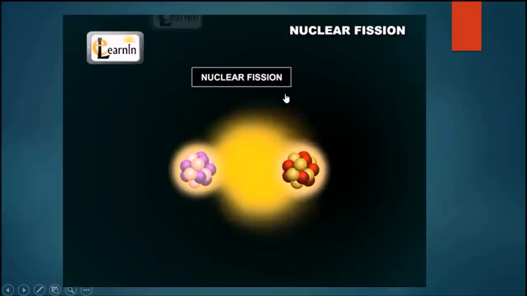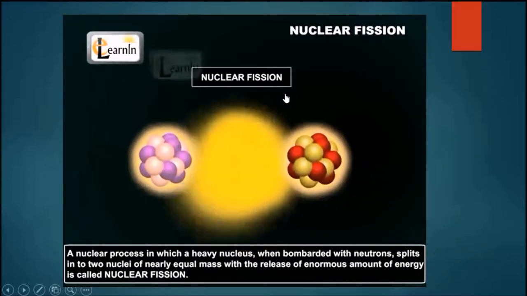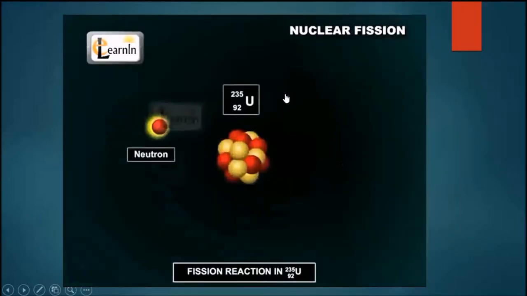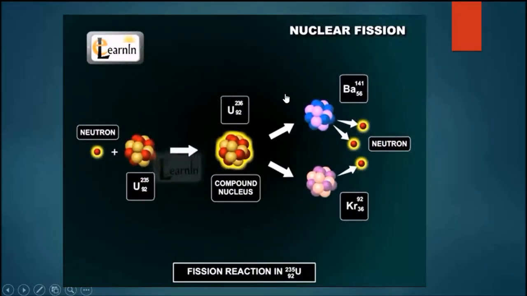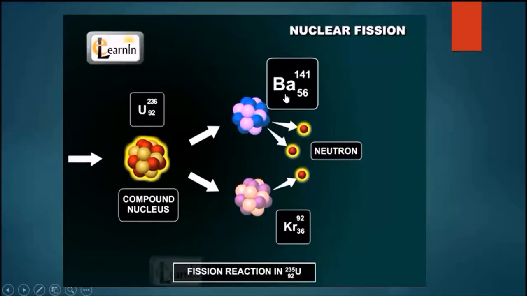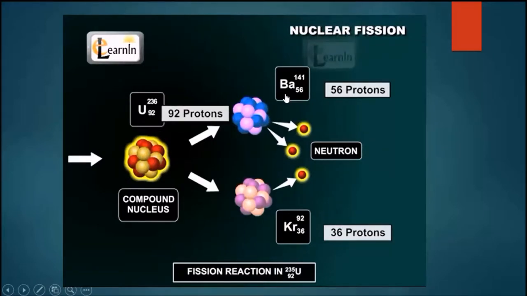So, a process in which heavy nuclei are bombarded with neutrons and split into two equal masses, releasing enormous amounts of energy, is called nuclear fission. In the process, uranium-235 initially absorbs a slow-moving neutron, thus forming a highly unstable compound nucleus, uranium-236. This is what triggers the nuclear reaction. During the process of fission, uranium-236 splits into two product nuclei, which are barium-141 and krypton-92. You should notice that a barium atom has 56 protons and a krypton atom has 36 protons, which add up to the uranium atom's 92 protons.